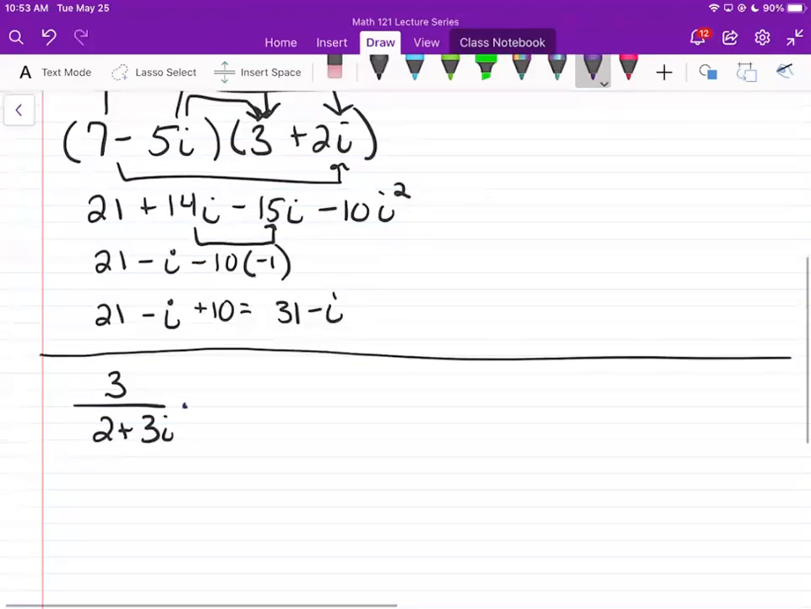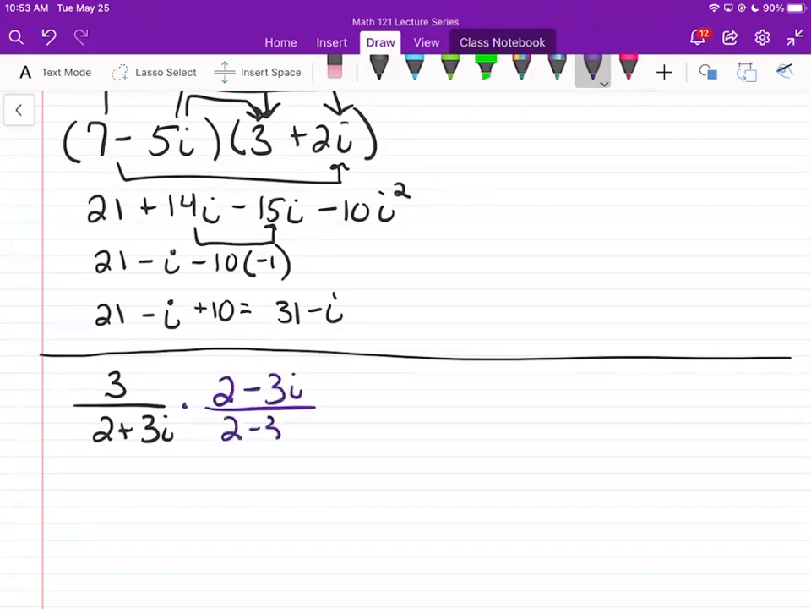To do that, we're going to multiply by the conjugate, just like we did in our radical section. And the conjugate in this case is going to be 2 minus 3i. If you remember, we just switch this sign. We multiply both top and bottom by this. I recommend leaving it not multiplied on top, just in case things cancel.